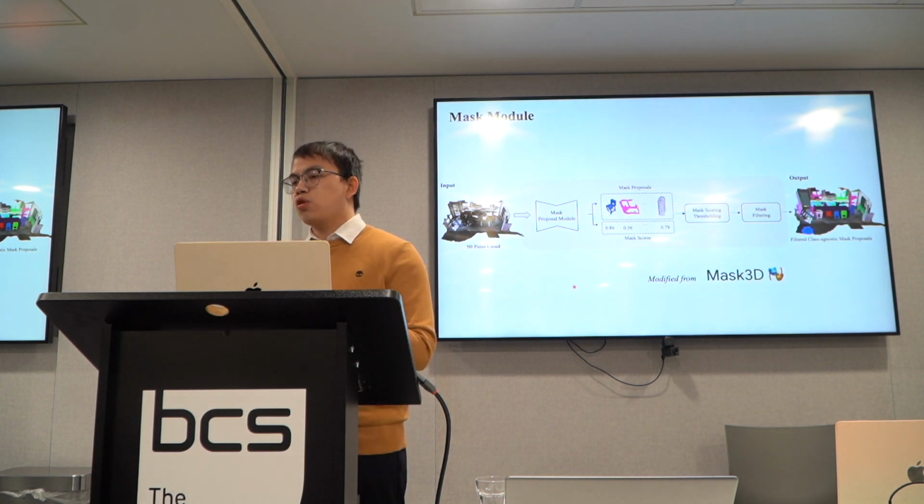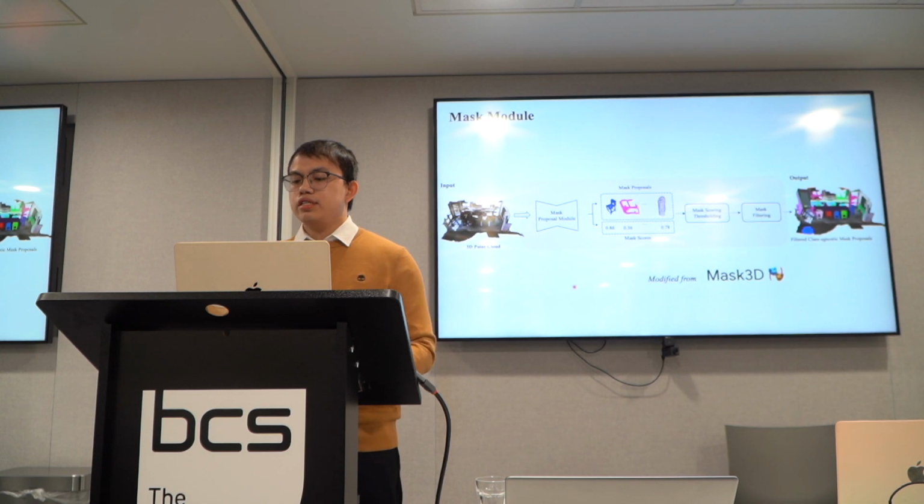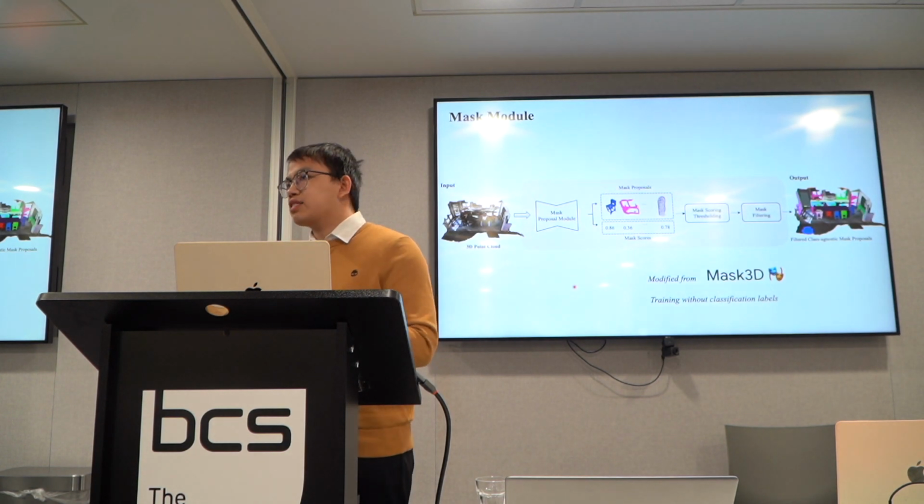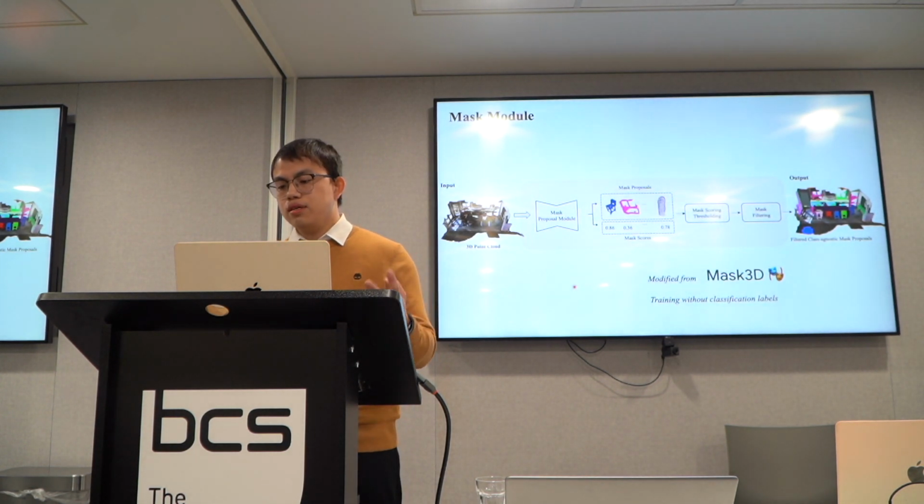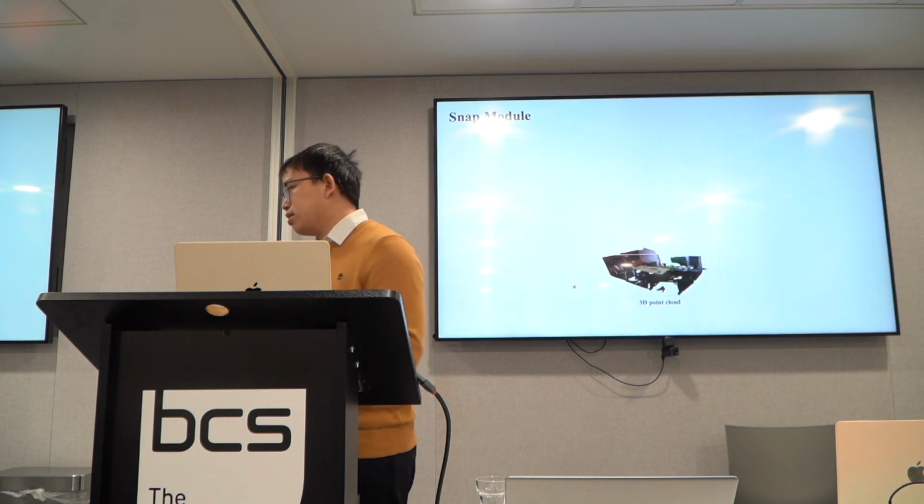And once you have those scoring modules, we will apply a thresholding of the mask scoring, and also filter those low-quality masks with certain criteria. We're doing that to get high-quality, filtered, class-agnostic mask proposals. The entire mask module is trained without using classification labels, therefore they're fixed in the concept of class-agnostic. So once you have those mask proposals, let's have a look at the snap modules.